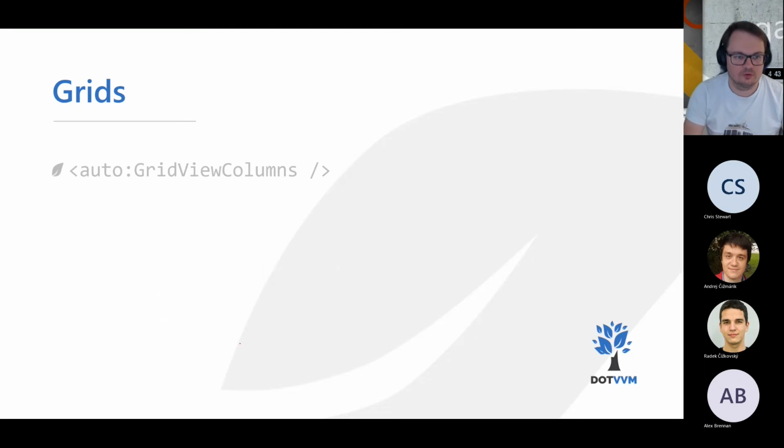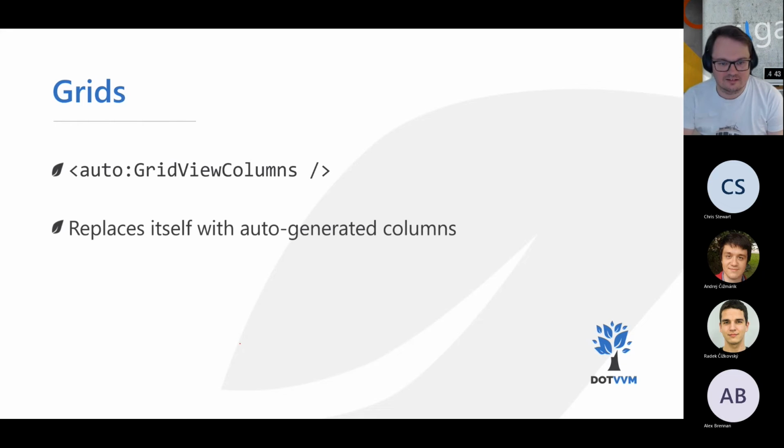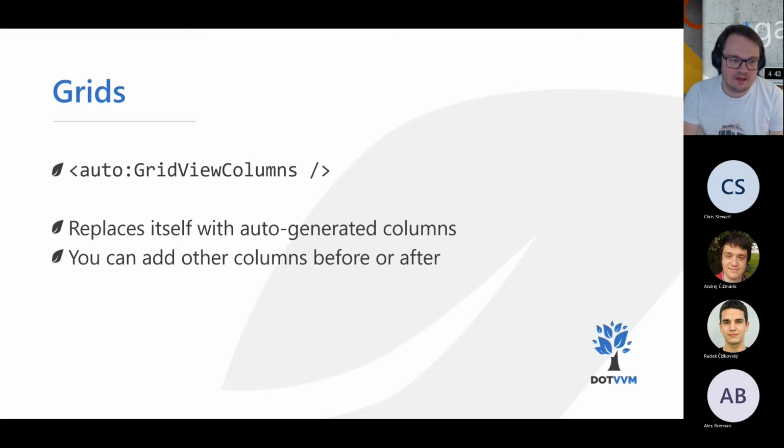So it would look Bootstrap. And if you are using GridView, you can use auto GridView columns, and it will look at the data source of the GridView, and it will also emit all the columns for this entity. So it basically replaces itself with the columns. So if you have any other columns in the GridView, they will remain there. So you can add your own columns to these auto-generated ones.